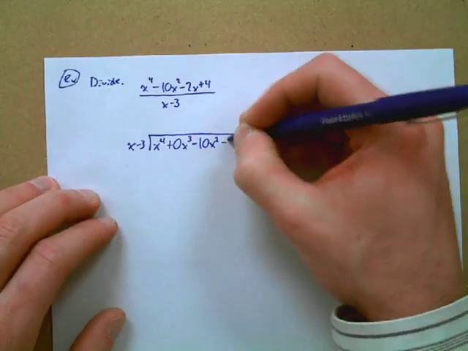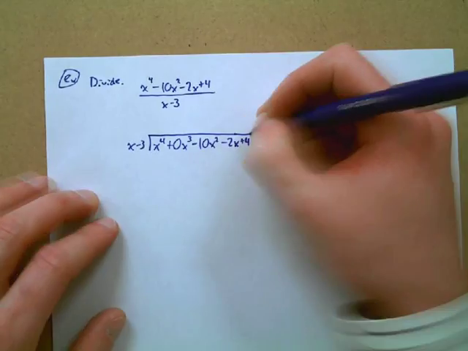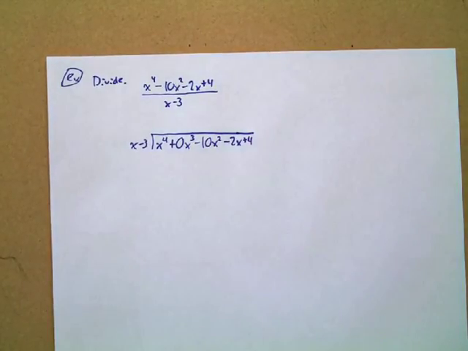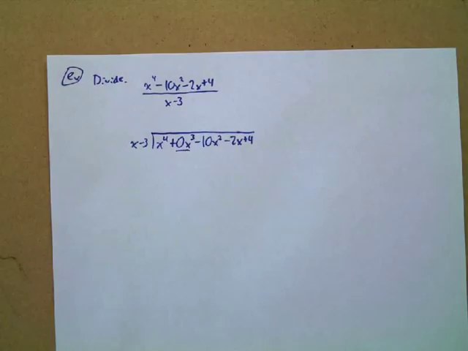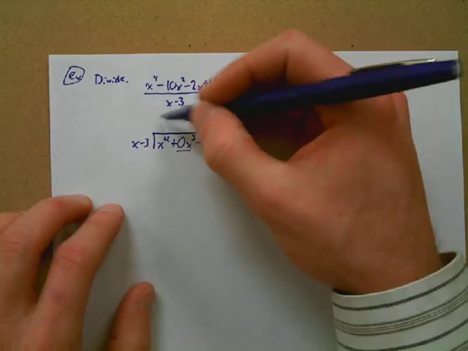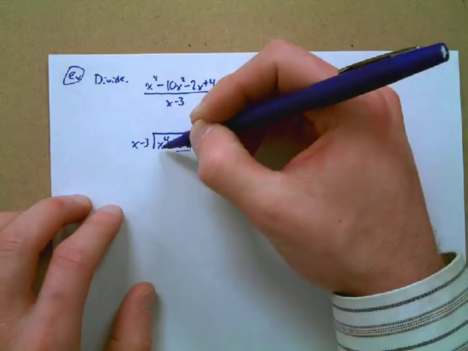cubed. Alright, so again, same idea here. We want what times x gives us x to the fourth? So what would that be? X cubed, x to the third. Yep, so x to the third times x gives x to the fourth. X to the third times minus 3 is minus 3x cubed. You can see why we need that placeholder in there.